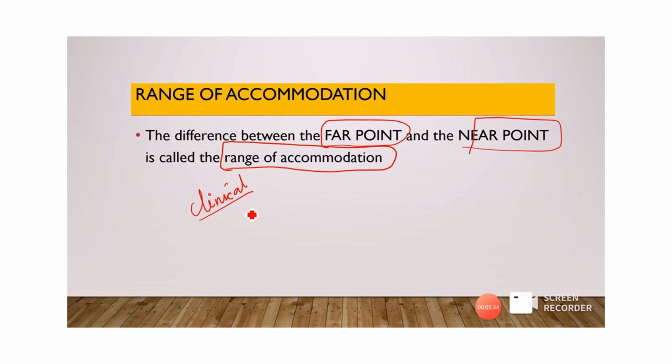It is done using an instrument called the RAF rule. The RAF rule stands for the Royal Air Force rule. It's an instrument which can be used to measure the far point and the near point of accommodation, and if you have those two points, you can subtract them and find out the range of accommodation.